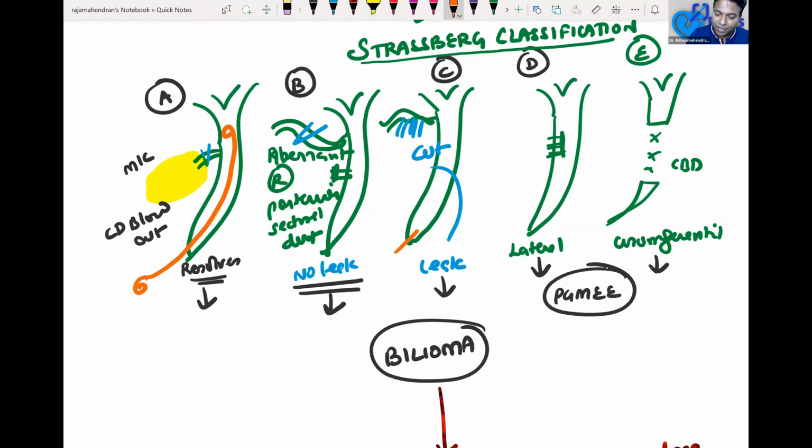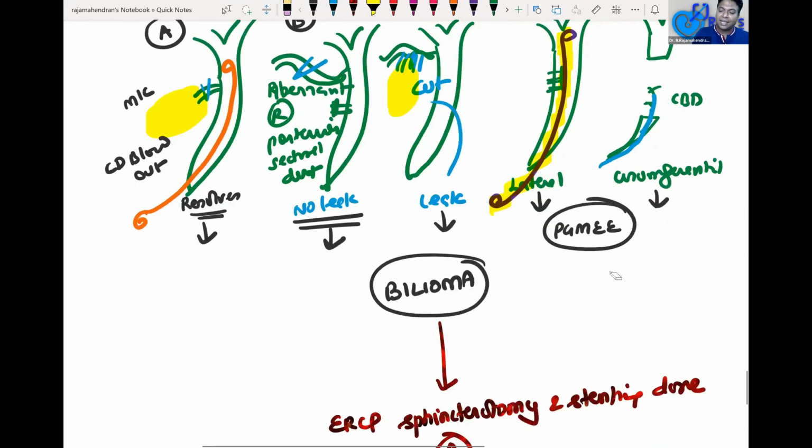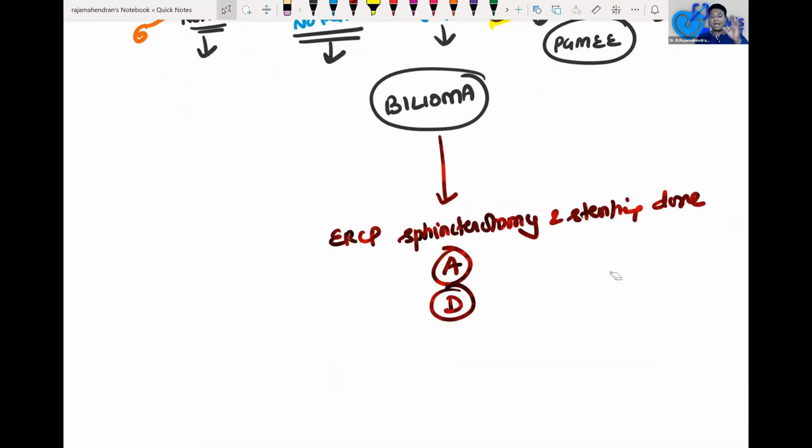What is the use of putting it for a C? No use. In C, there is no use. Anyhow, it is going to leak only. So no use for C. But for D, I can put a stent like this so that it will form a channel to drain the bile like this. So D, it is useful. So E, you cannot put an ERCP stent at all because it is cut. I cannot pass the stent into this place. It is impossible. So A and D, ERCP, sphincterotomy and stenting can be done.